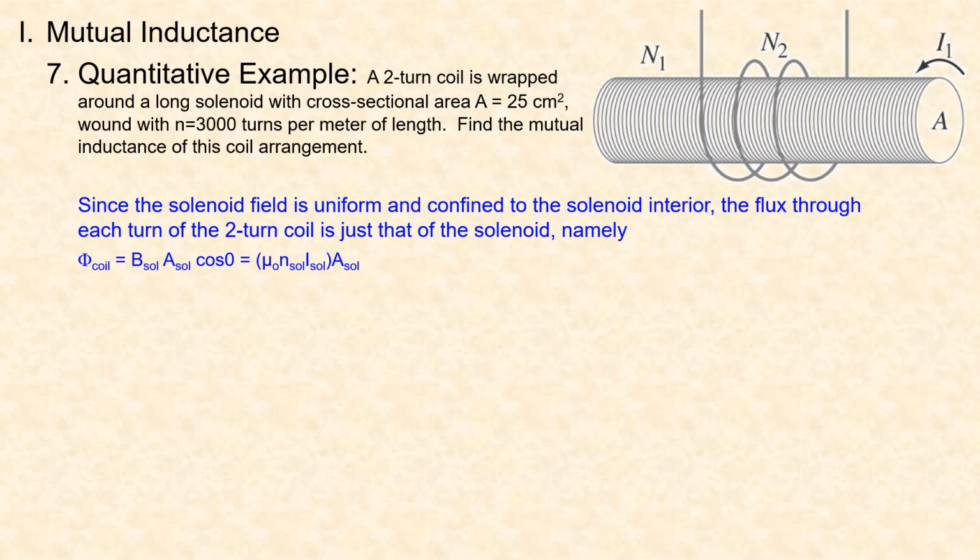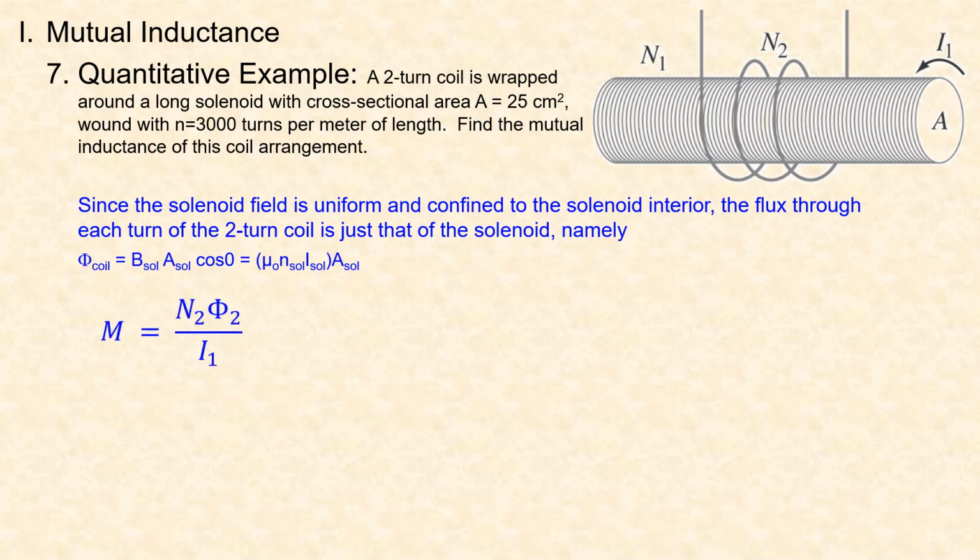And as we just said, the area of the solenoid would be used to calculate the flux through the coil, since there is no magnetic field outside of that solenoid area. And when we plug in our expression for the magnetic field of a solenoid, we end up with this expression for the flux of the coil.